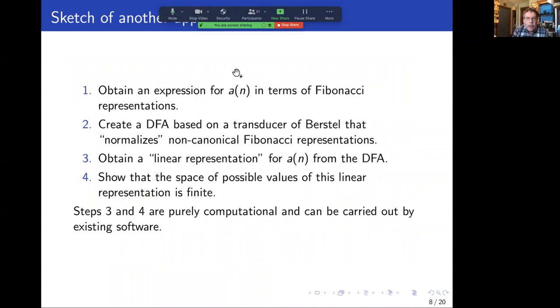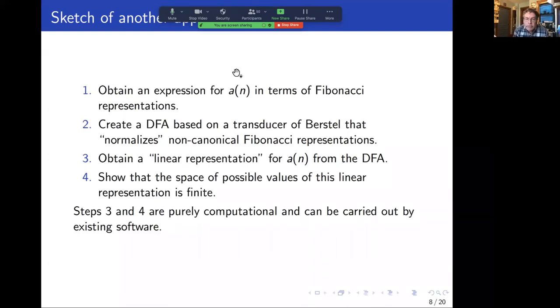So what we'll do is we will first obtain an expression for A of n in terms of Fibonacci representations of integers. Then we'll create a deterministic finite automaton, or DFA, that's based on a construction of Berstel, that normalizes non-canonical Fibonacci representations. In other words, you start with an illegal Fibonacci representation and it turns it into a legal one. And that's what the transducer did. What the DFA does is it takes an illegal Fibonacci representation in parallel with a legal one and checks to see if they evaluate to the same thing.